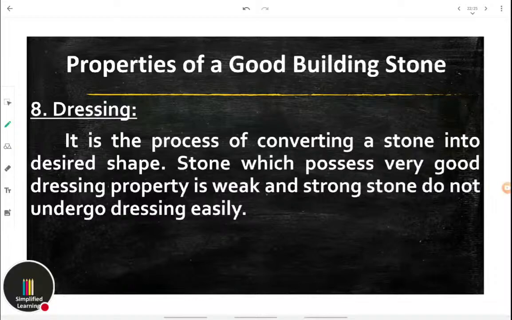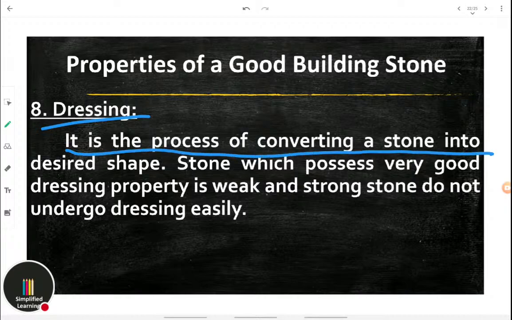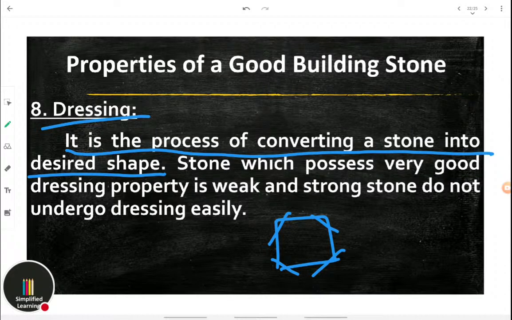Then dressing. We just had a short discussion regarding dressing. Technically, it is the process of converting a stone into the desired shape, not exactly size but shape. For example, a regular rectangular stone is to be chamfered, that is, it has to be cut along the corner. Then it is easy when the stone has good dressing property.